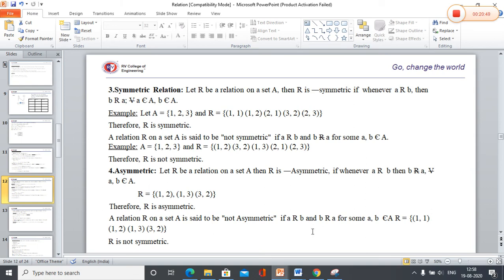Okay. Now here, if I take this relation, (1, 2), (1, 3), (3, 2) and (1, 1). So (1, 1) is there. Okay. So the reverse of (1, 1) is (1, 1) only. (1, 2) is there, so (2, 1) should be there. (1, 3) is there, so (3, 1) should be there.